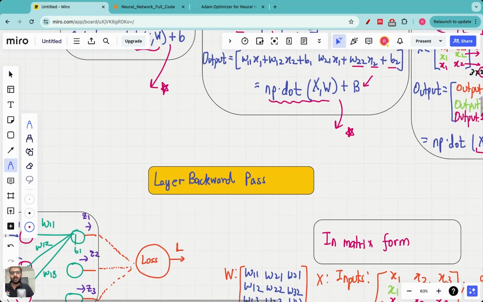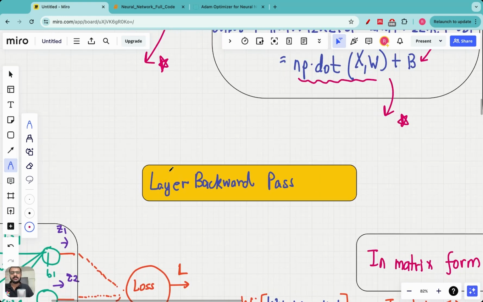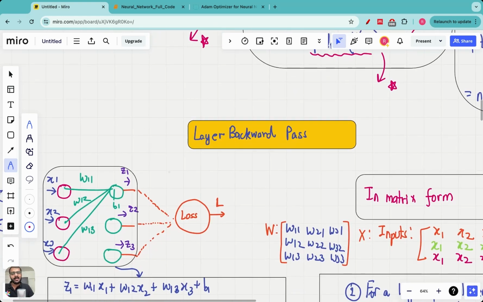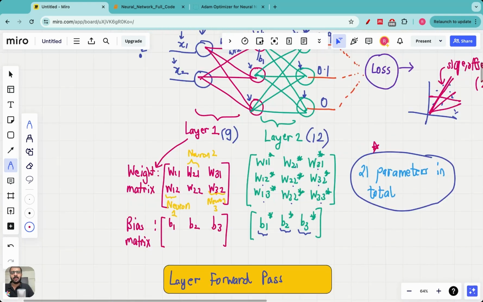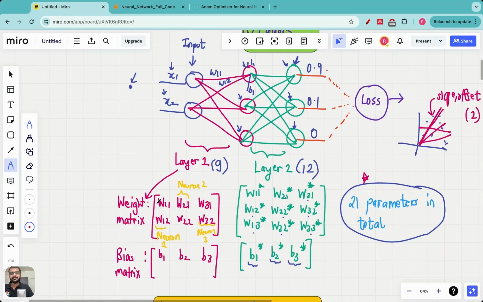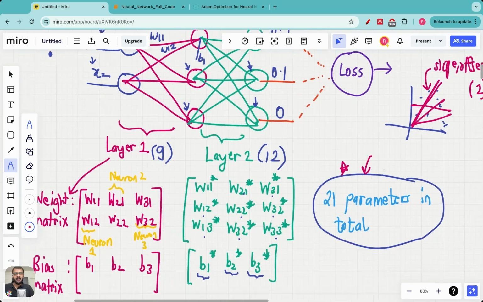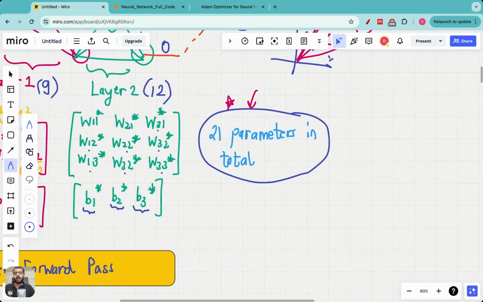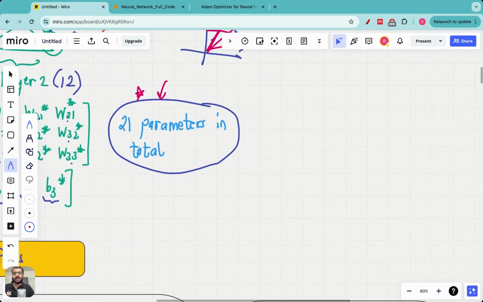However, in neural networks, what is very important to do is also the backward pass. Why is the backward pass necessary? Because if you look at this weight matrix and the bias matrix, if you look at all of these 21 parameters here, we need to optimize these 21 parameters, right? Which means that we need to find the best values of these 21 parameters which minimize the loss. So if the loss function looks like this, we want to find the minima of the loss, right?